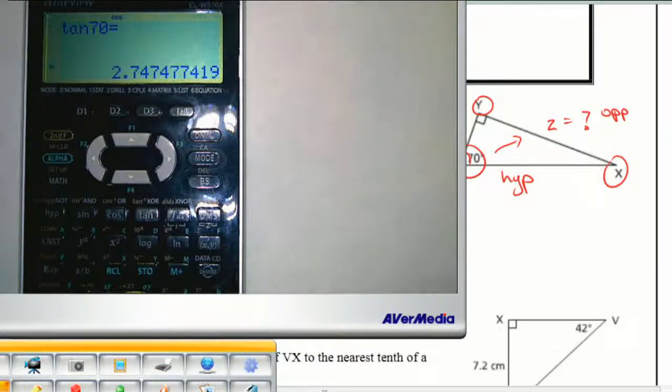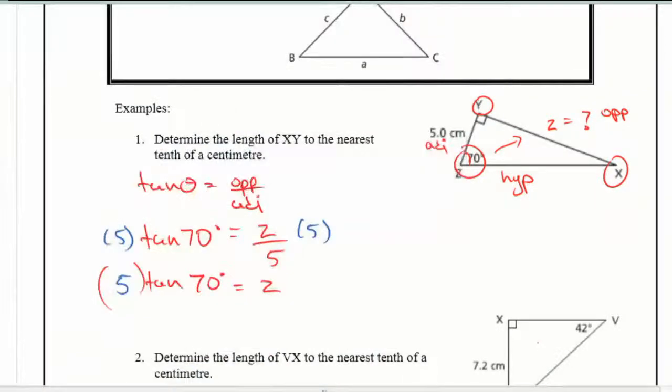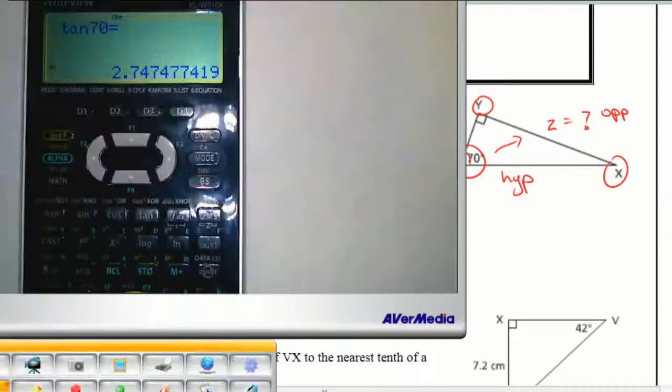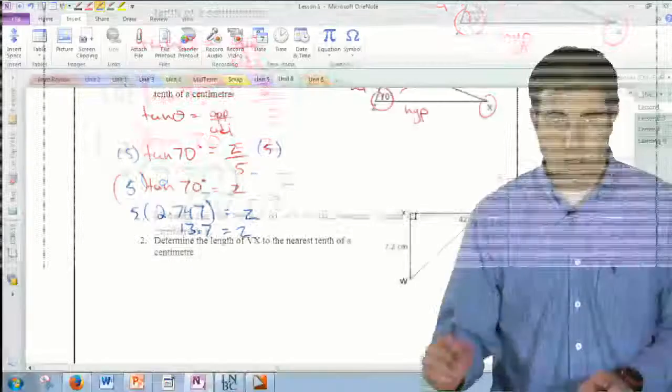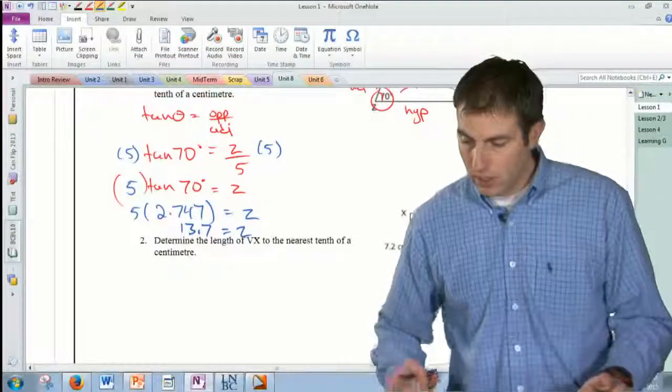And I'm just going to multiply that by 5, because in this case, tangent of 70 times 5, 2.747, maybe I can write it. 5 times 2.747 is equal to z. So all I need to do now is just multiply this by 5. In my calculator I go times 5 and I get 13.7. So 13.7 is equal to z. So there you go.